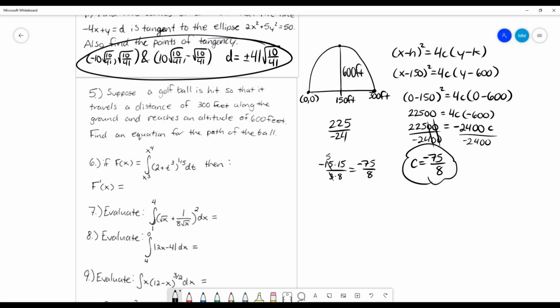Which means now if I plug that back into this equation, our equation for the path of the ball is x minus 150 squared equals 4 times this, which I will actually cancel out, so it's going to be negative 75 halves. So negative 75 halves y minus 600. Boom.